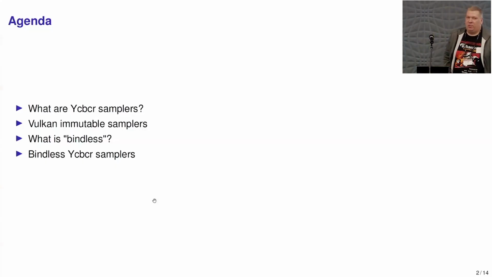I will be just doing a quick primer on what the Ycbcr samplers are, what are Vulkan immutable samplers, and what is bindless, and how to combine them. So the last part is really short, and that's kind of like the main question of today's talk. Is it possible to combine bindless Ycbcr samplers with bindless Vulkan and descriptor indexing? The answer is yes. Otherwise, we wouldn't have this talk. But let's go step by step.